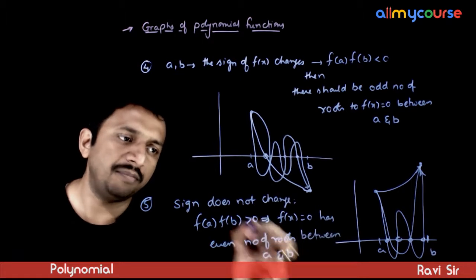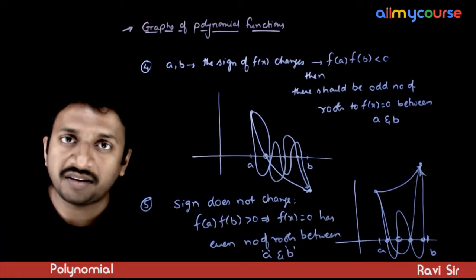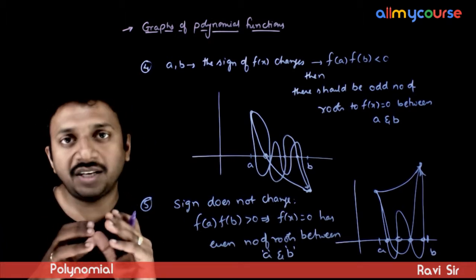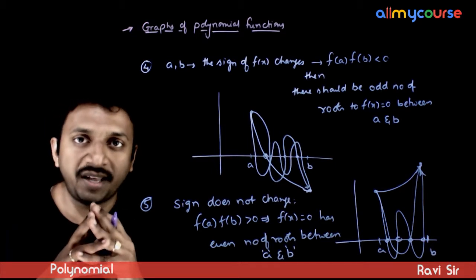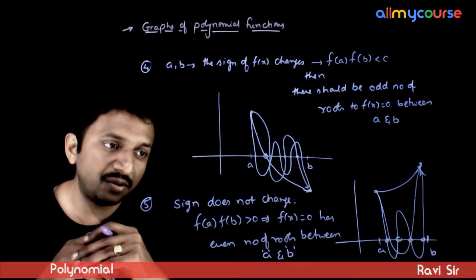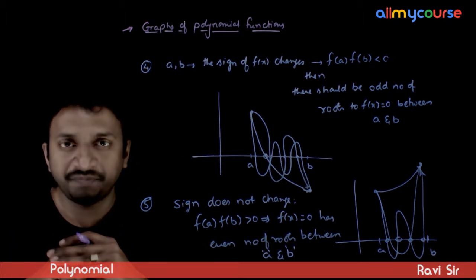A and B. So I hope these statements are clear. If f of A and f of B have opposite signs, then there should be an odd number of roots between A and B. If f of A into f of B is greater than 0, then there should be an even number of roots between A and B.